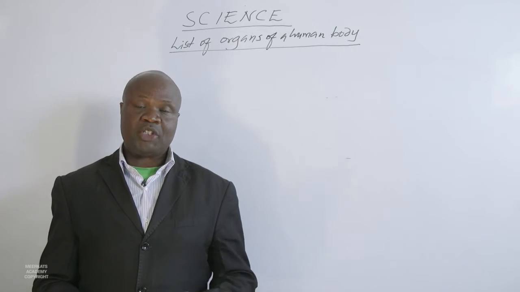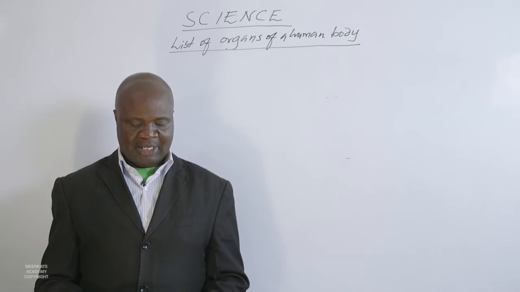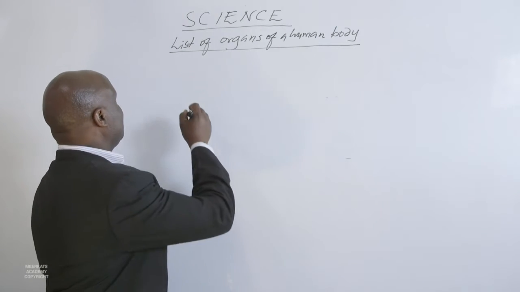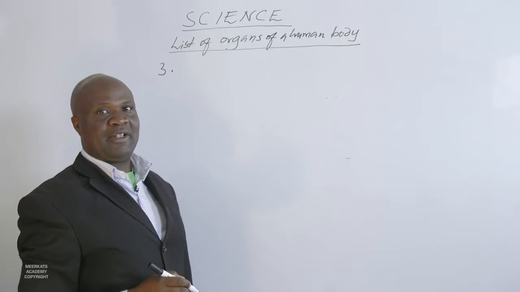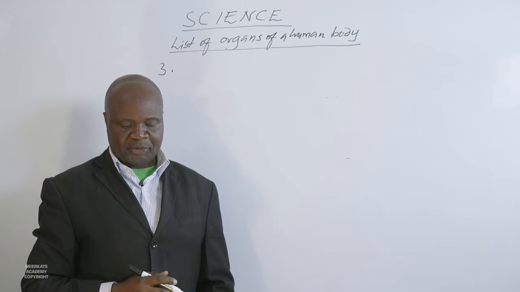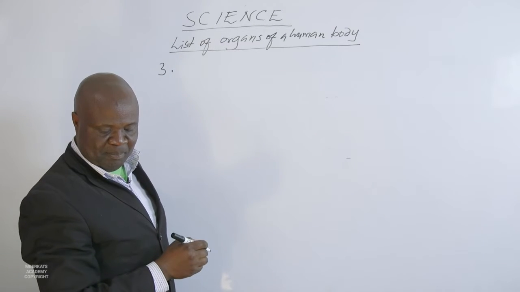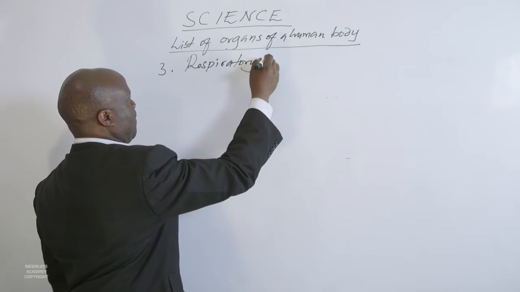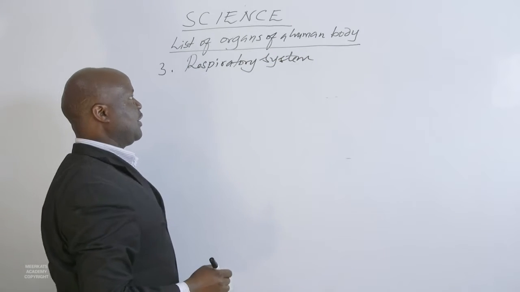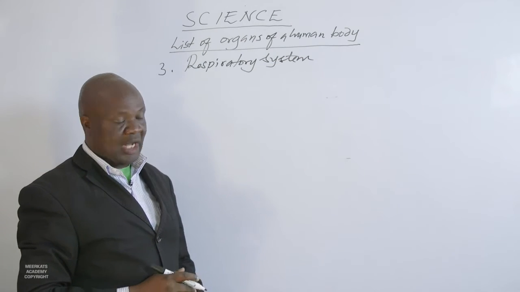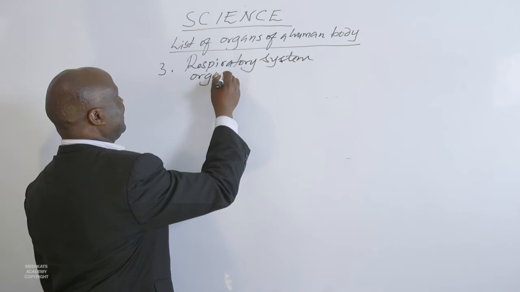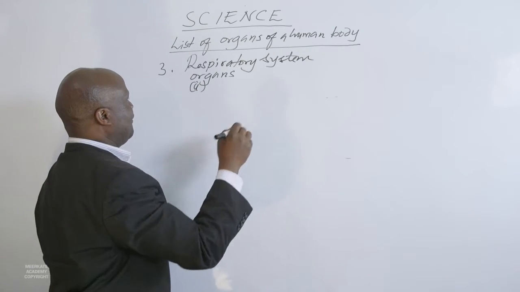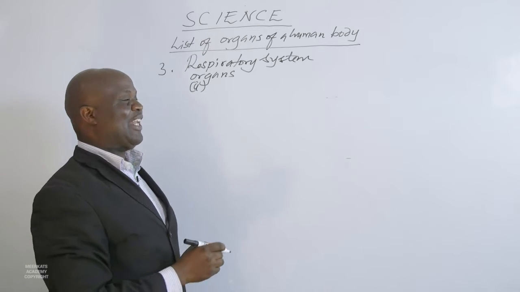Today we shall continue mentioning some of these organs that are present within different systems in the body. We had done number 1 and 2, so we shall continue with number 3, which is the respiratory system. Under the respiratory system, we have the following organs that are worth mentioning. We can call this organ A, because we can have further subdivisions. Organ A is the nasal cavity.